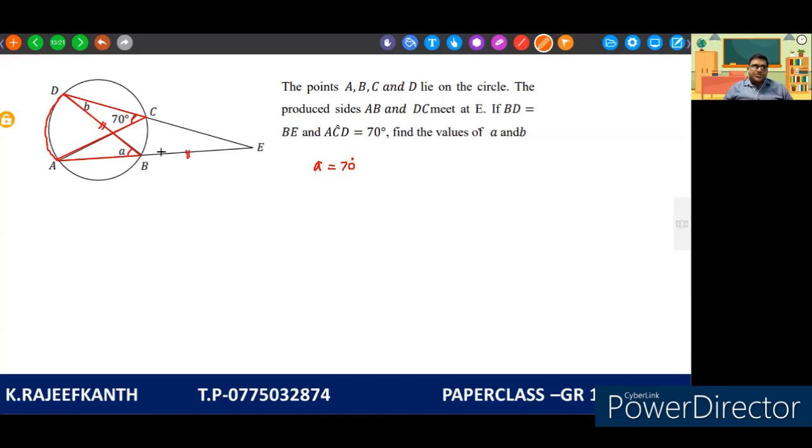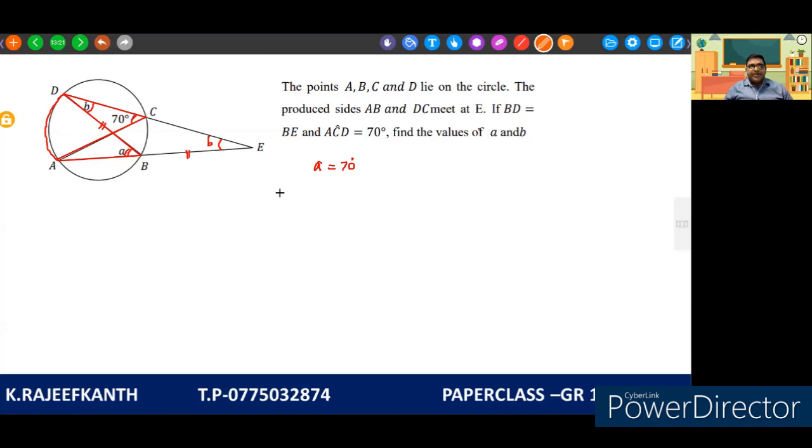So if these two sides are equal, then we can mark these two angles equal, because opposite angles of equal sides are equal. Here A is the exterior angle of the triangle BDE. Here we produce the side EB up to D. So this is an exterior angle. So exterior angle is equal to the sum of interior opposite angles.